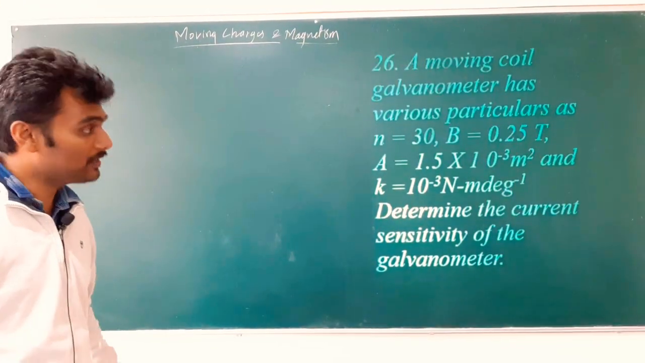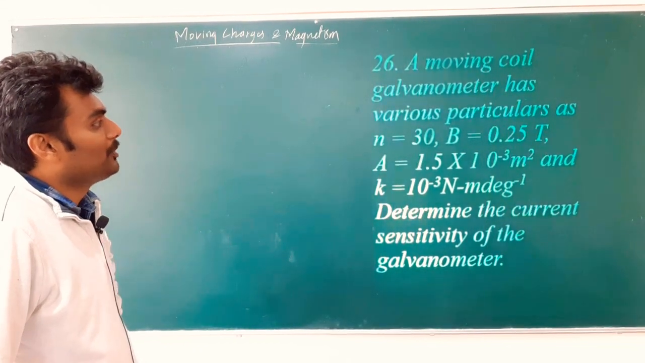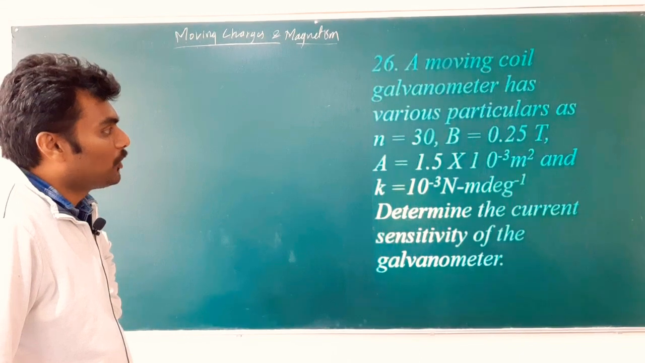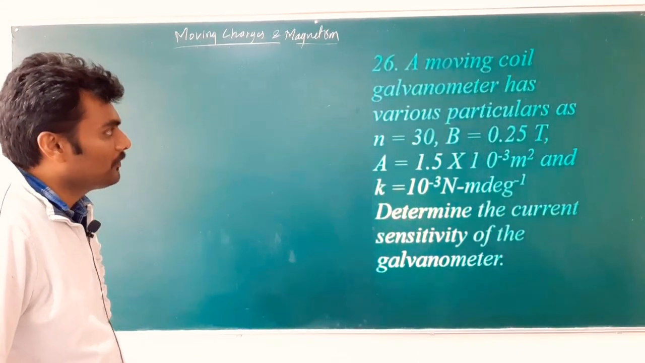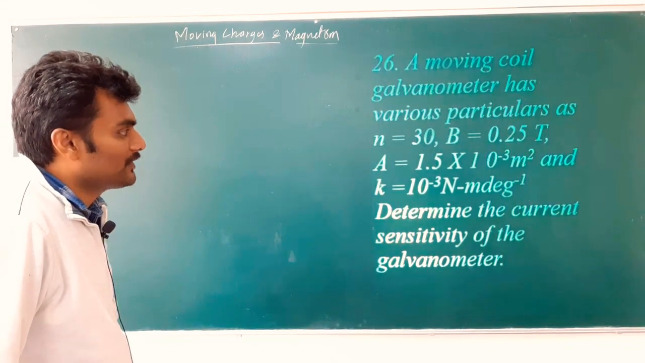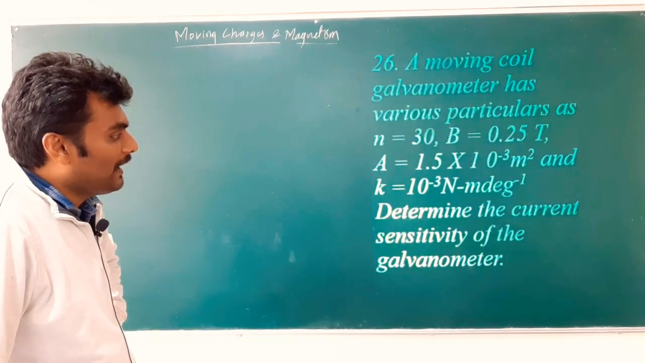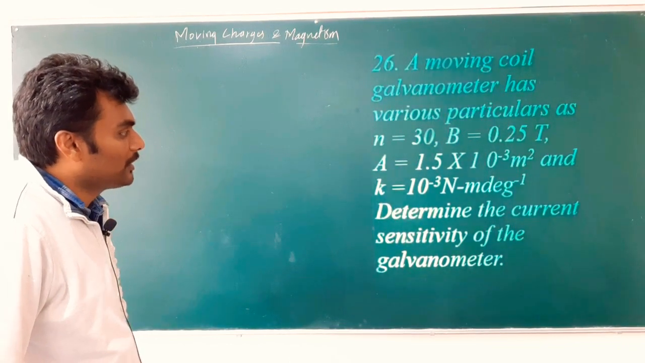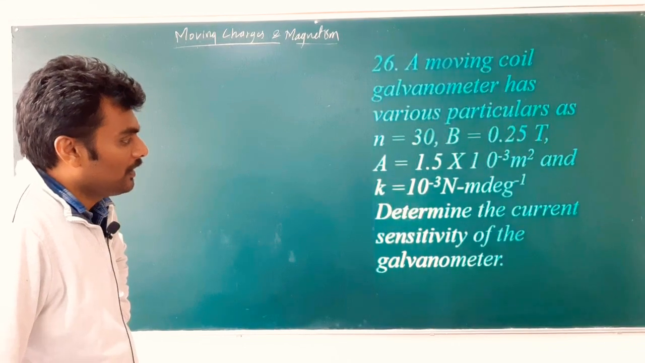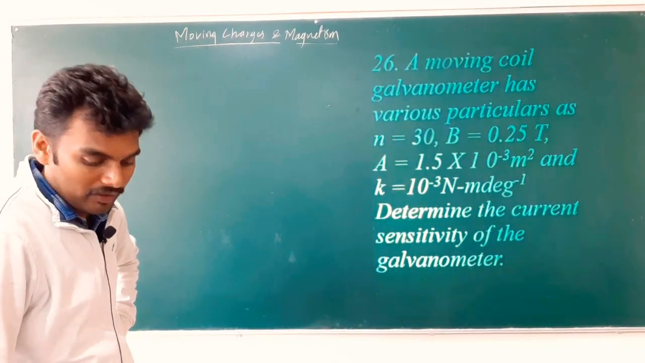Okay, the next question is as follows. A moving coil galvanometer has various particulars as small n is equal to 30, B is equal to 0.25 Tesla, A is equal to 1.5 into 10 to the power of minus 3 meters squared, and K is equal to 10 to the power of minus 3 Newton meter per degree. Determine the current sensitivity of the galvanometer.